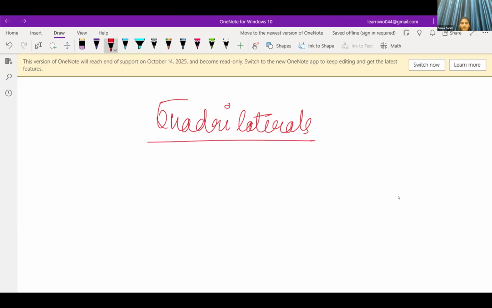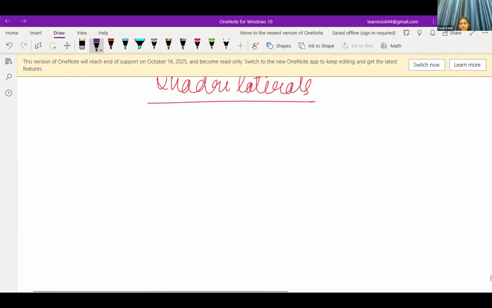What do you understand by quadrilateral? Bidil, are you there? Yes, ma'am. Yes, Bidil. Tell me what you understand by quadrilateral. Ma'am, quadrilaterals are the four-sided shapes.